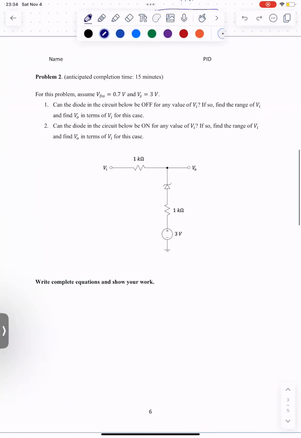So now let's look at question 2. In question 2, we are now analyzing a circuit involving a Zener diode. We are given these heuristics of the diode: VD0 equals 0.7 volts, VZ equals 3 volts. We're told to analyze the circuit when it's off and when it's on. When it's off, we're asked for the value of V out in terms of VI and the range of VI for which it would be off. And we're also told to do the same thing for on.